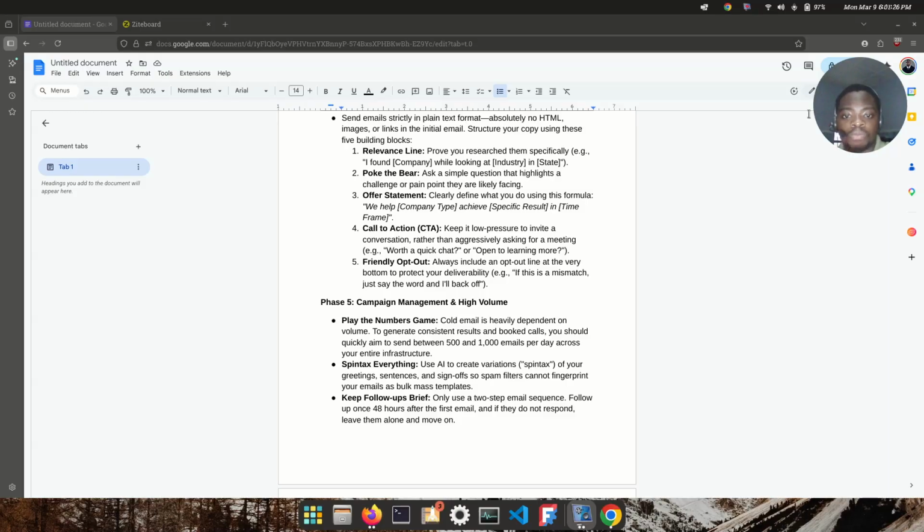So keep follow-ups brief. Only use a 2 step email sequence. Now this one is very true. You see sharp diminishing returns after sending 2 emails.